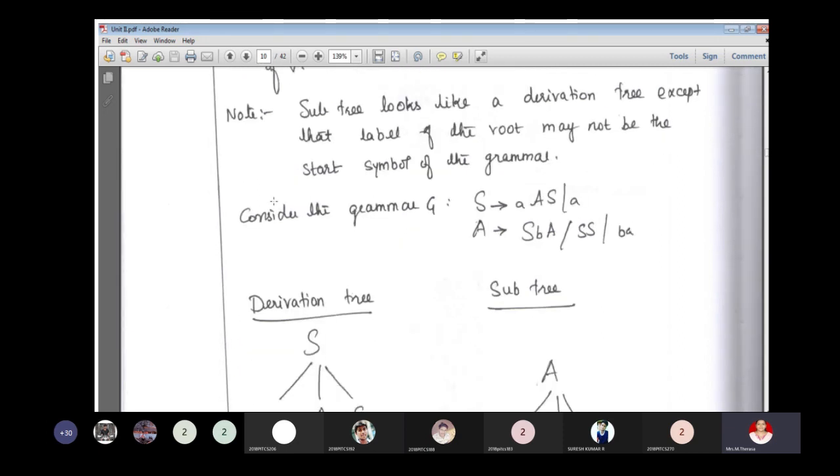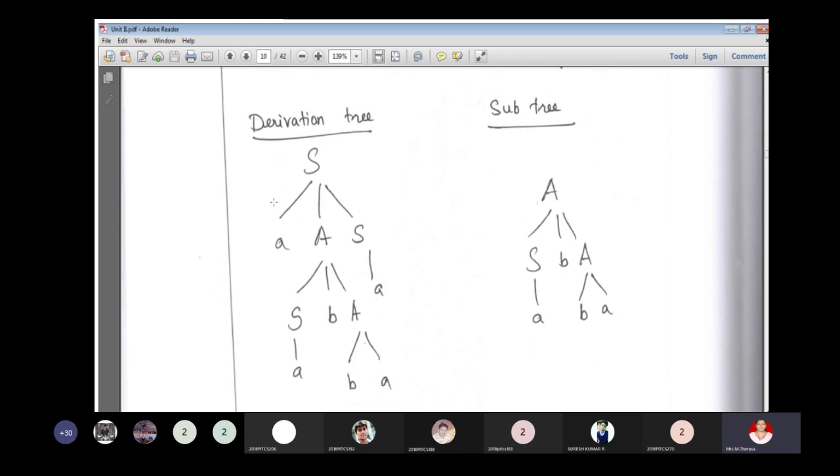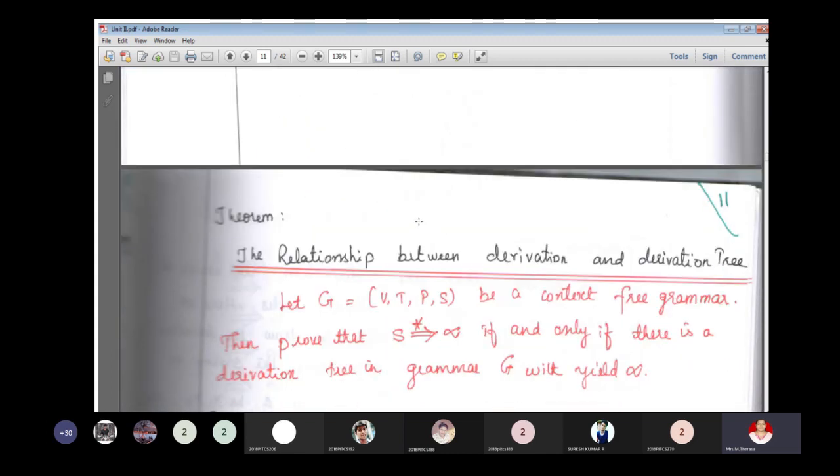See, when we consider a grammar and a derivation tree to derive a string AABBAA, then this portion, here it is clearly written A, S, B, A, A, B, B. So this is called a subtree. It's a part of a tree. Okay, clear? Next, we are going to see the equivalence of derivation and the derivation tree.